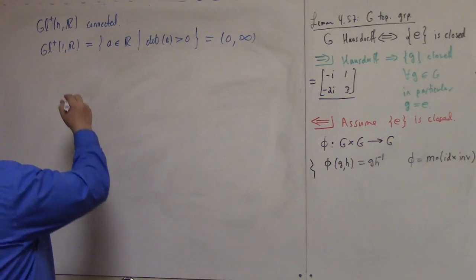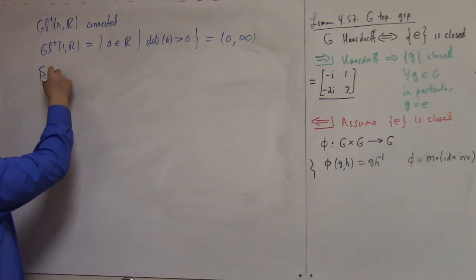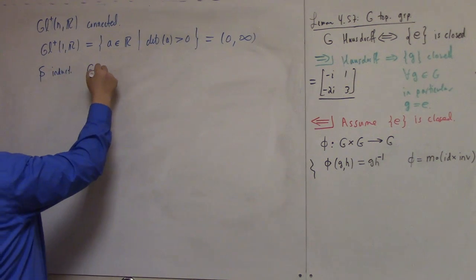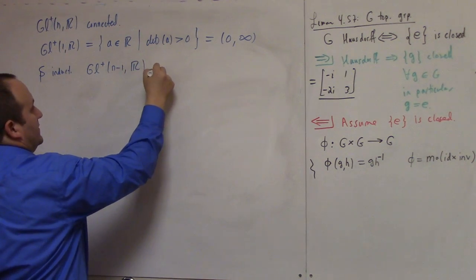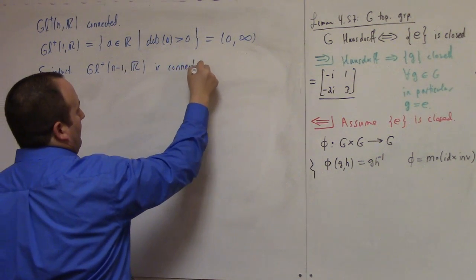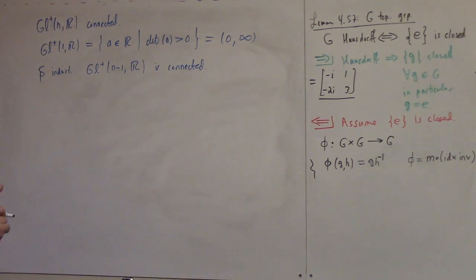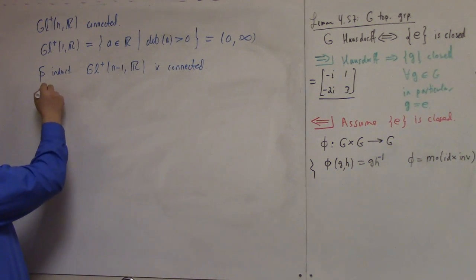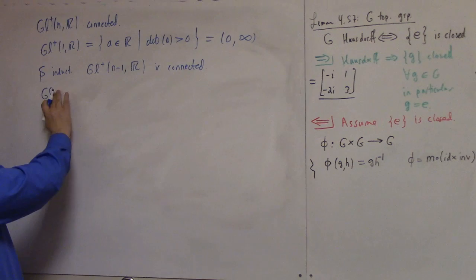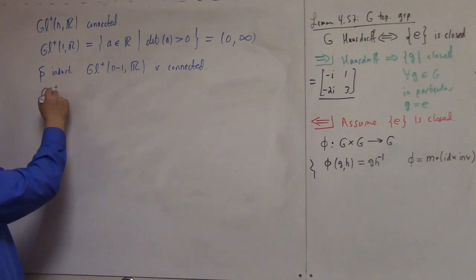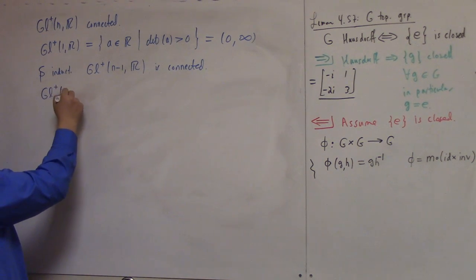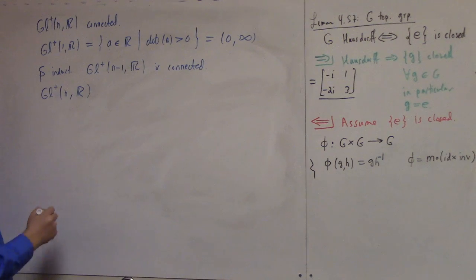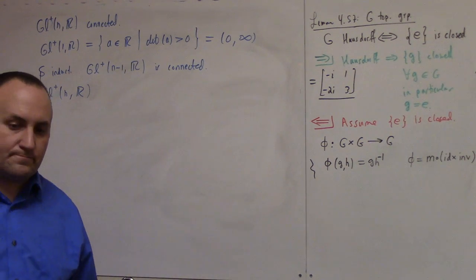Suppose inductively that GL plus n minus 1 of R is connected. Then we can look at GL plus n of R. Oh, sorry, I wrote it but I didn't say it. We'd like to show this is connected. If we can show that, that's the induction step, and we're good to go.